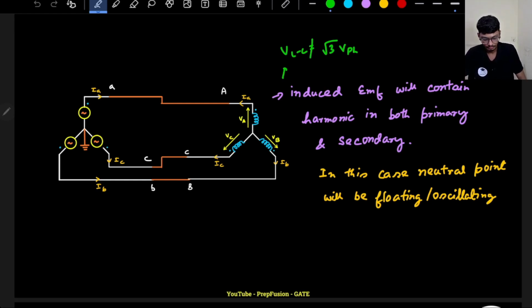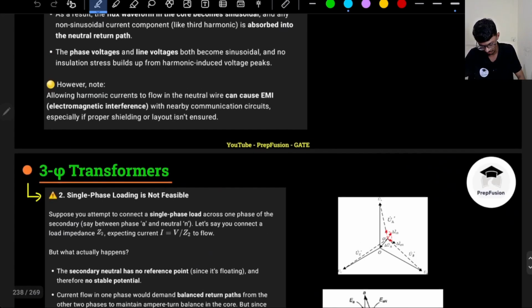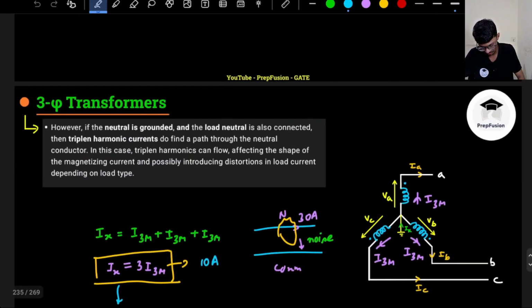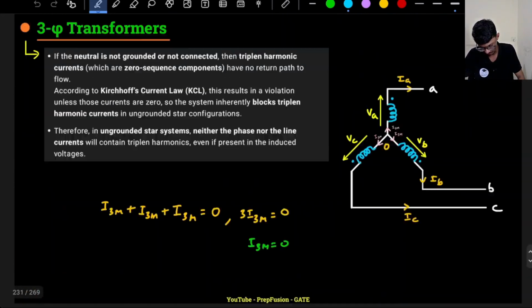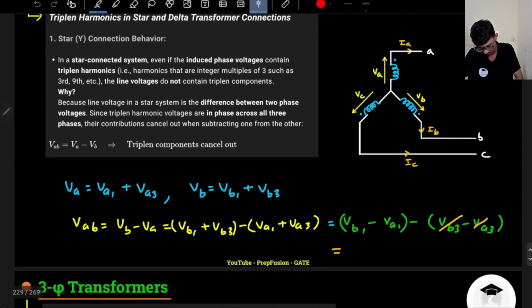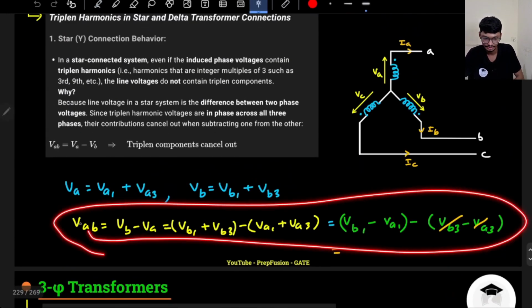Not applicable, because although the triplen harmonics are getting cancelled, there are 5th harmonics and 7th harmonics, so things will be messy. We cannot use this formula due to harmonics. So just be careful when things contain harmonics. You cannot simply cancel out. You have to use this fundamental equation. What is the fundamental equation? This one, right? This equation derived from basics.